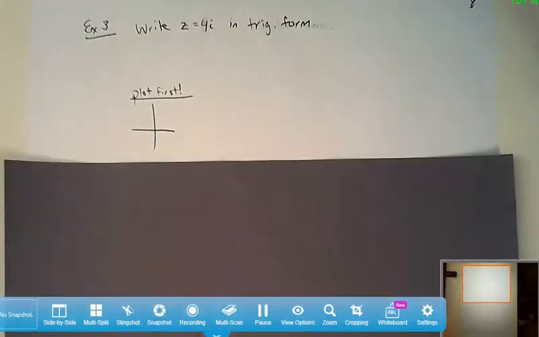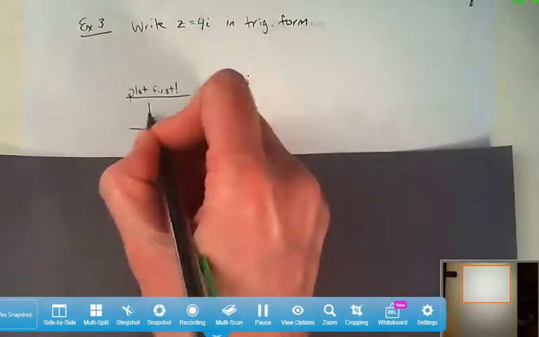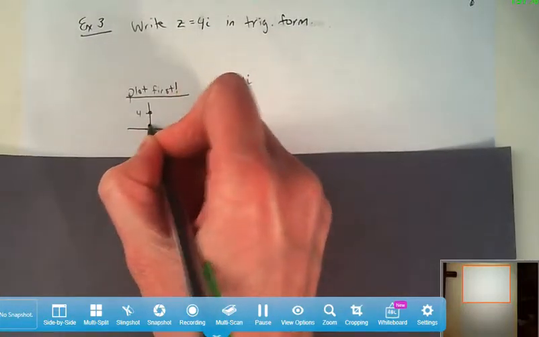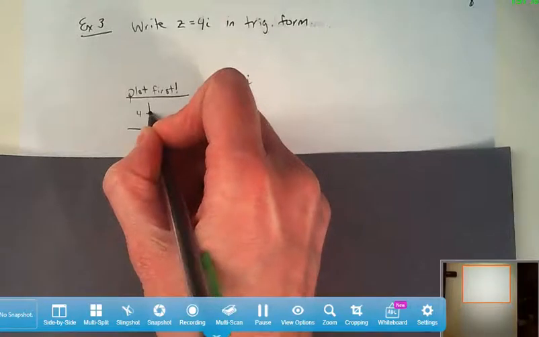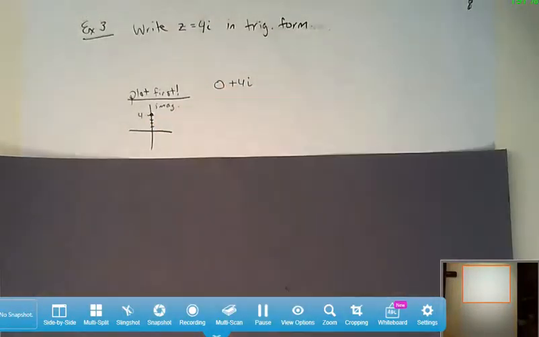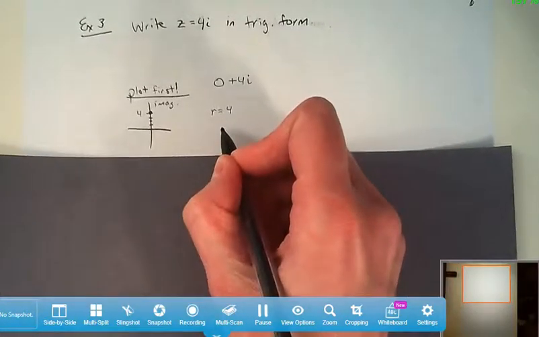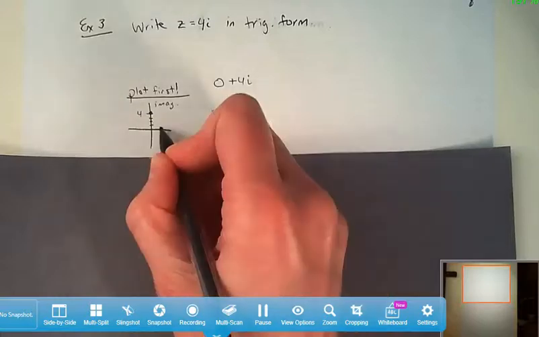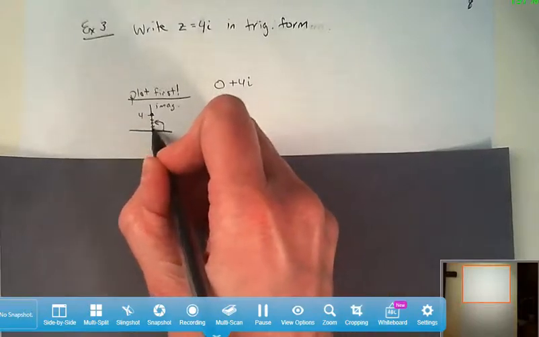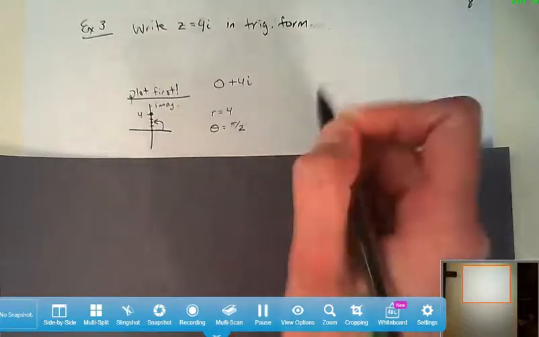So if we plot this first, this is 0 plus 4i. What we will see is that we have moved up 4 units on the imaginary axis. And if we simply look at that plot without doing any calculations, we know that r is 4, and we can actually tell what theta is as well. If you think about this as the terminal side of an angle, then that angle would be pi over 2.